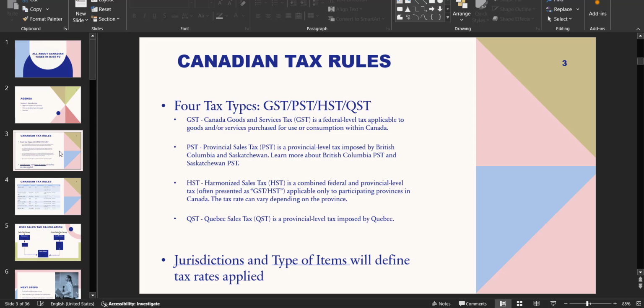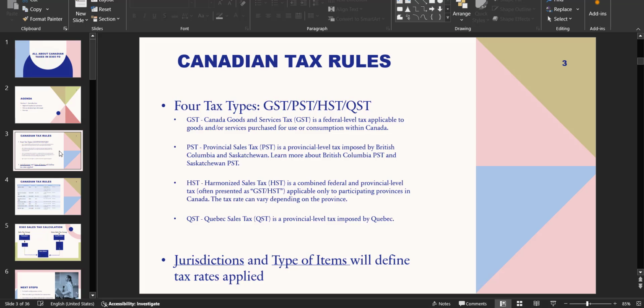Finally, you also have QST, so self-explanatory. That's only used for Quebec, and that's similar to a PST. It's also a provincial level of tax. So what that means is you still need to pay GST at the federal level plus a provincial tax called QST for Quebec specifically. All right, so just a quick summary.